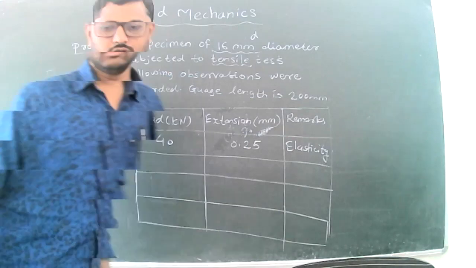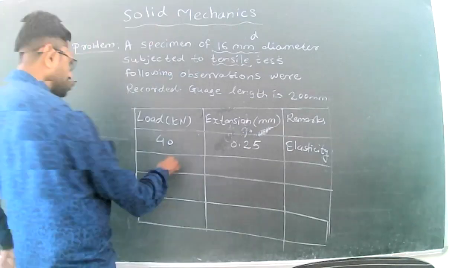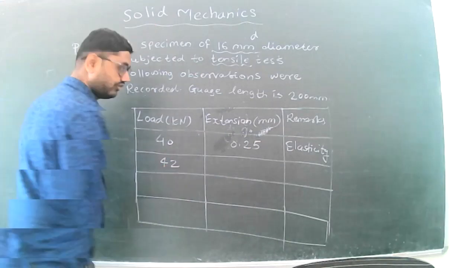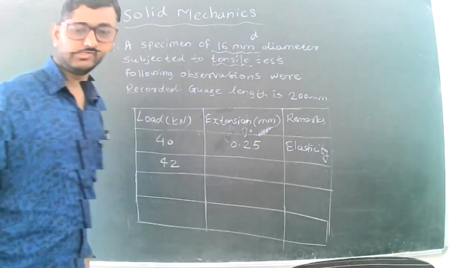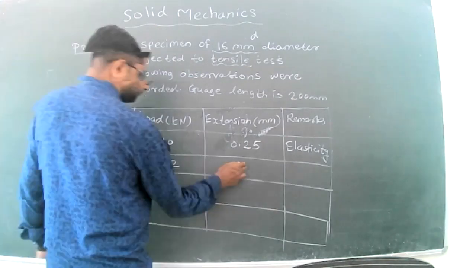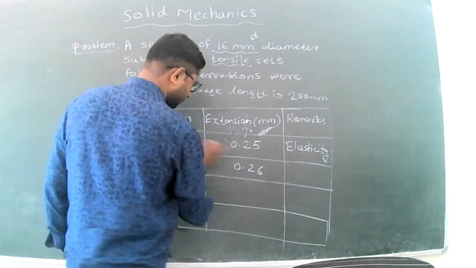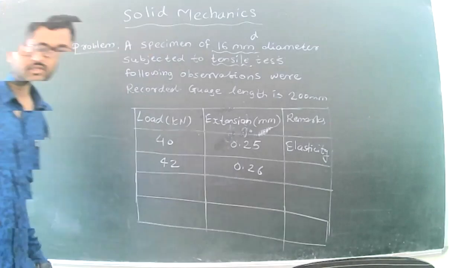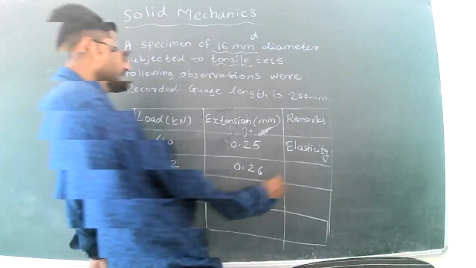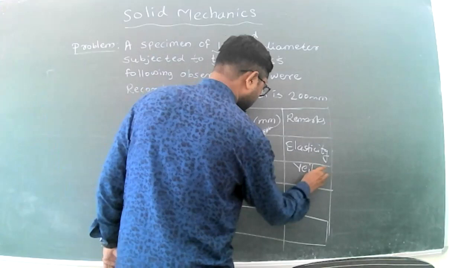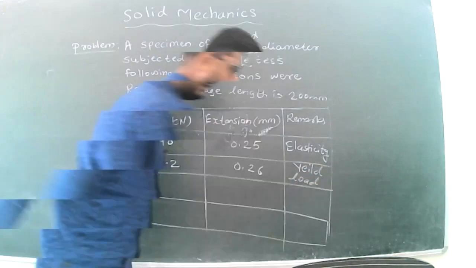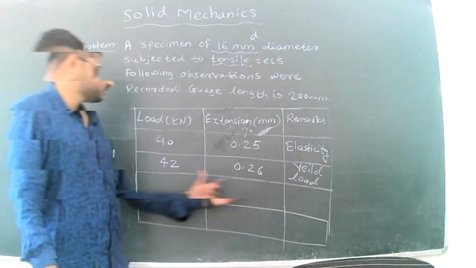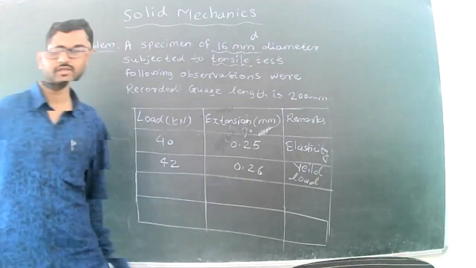Second, a 42 kilonewton load is applied and the deformation is 0.26 mm. These values are given for yield load.